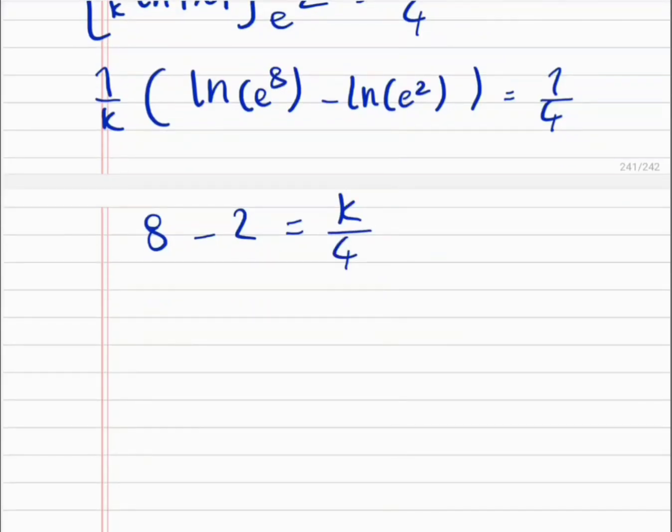So 8 minus 2 is just 6, and we can multiply both sides by 4, and we'll get 24 is equal to k.